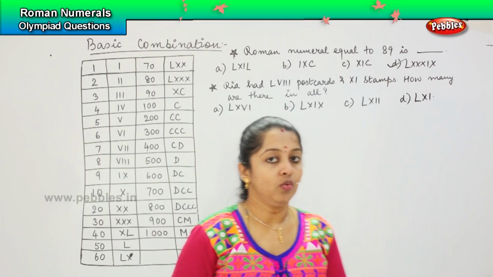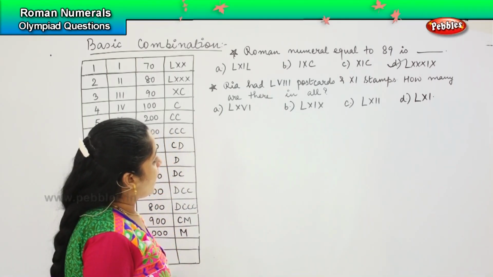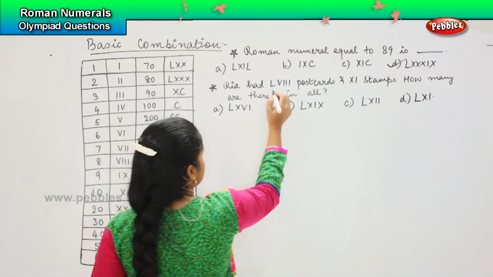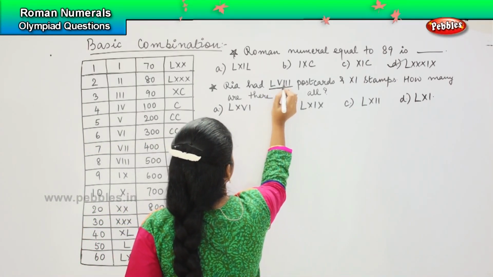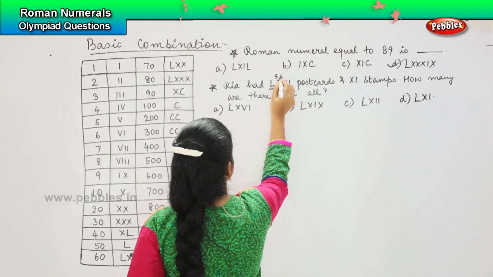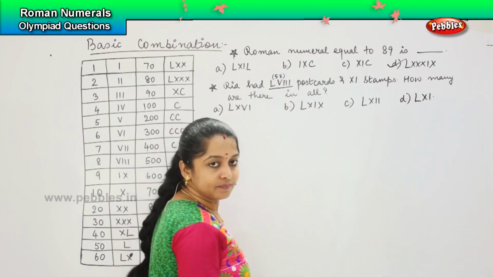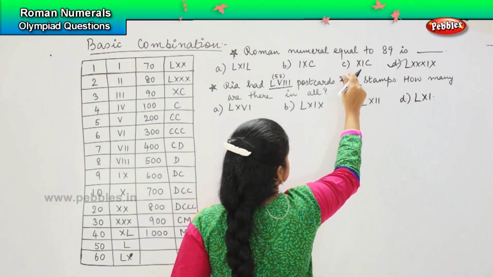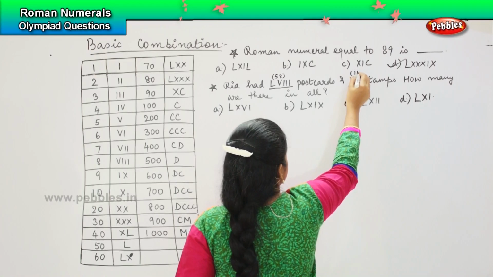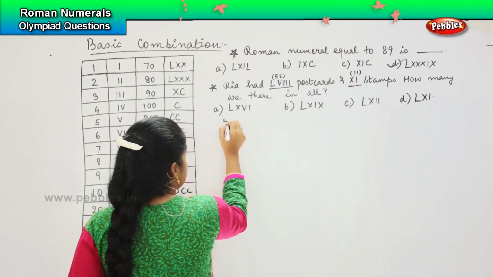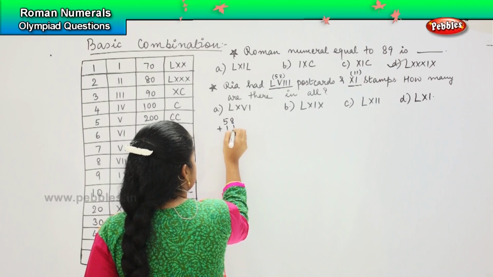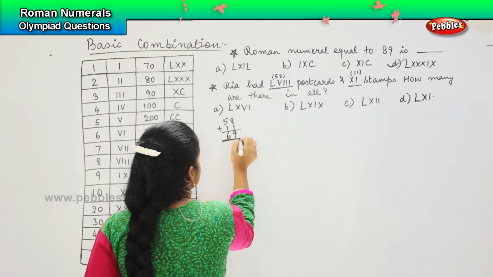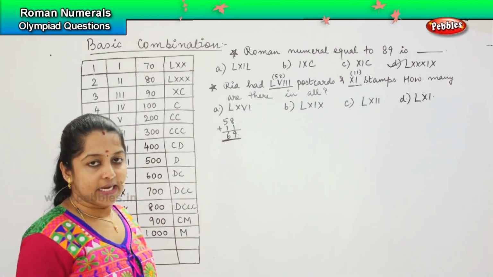Okay, so now LVIII. What is the value of LVIII? We know that L is 50 and VIII is 8. So this is 58. Okay, and XI. What is XI? This is 10 plus 1, that is 11. So 58 plus 11: 8 plus 1, 9; 5 plus 1, 6. So your answer should be 69.